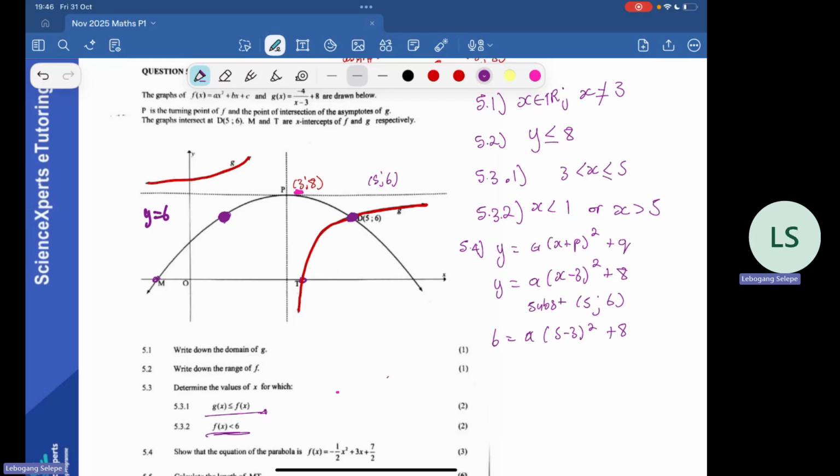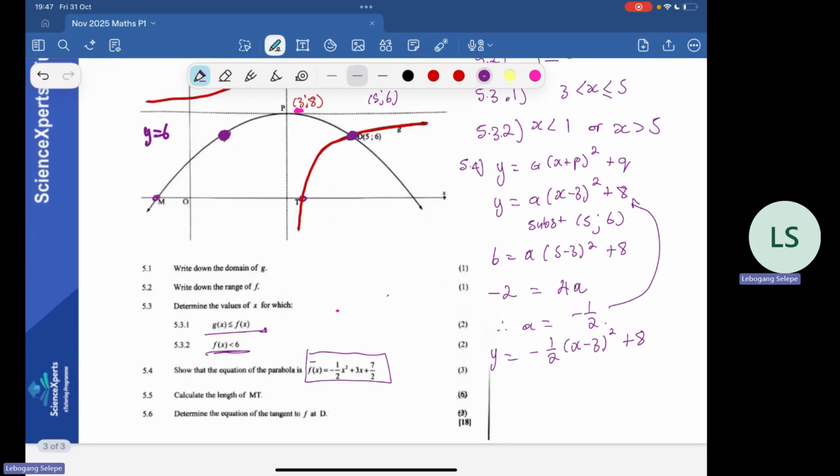Transpose the 8 to that side. This would give me negative 2. This side is equal to 5 minus 3, that's 2 squared. This is 4a. Therefore, a is equal to negative half, right? Substitute the a back into that equation, then I would have y equals negative half into x minus 3 squared plus 8. But I need to write it in this form, so I need to simplify it.